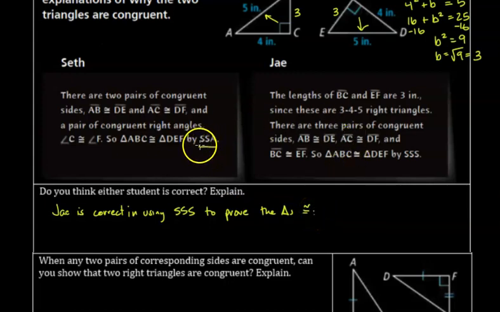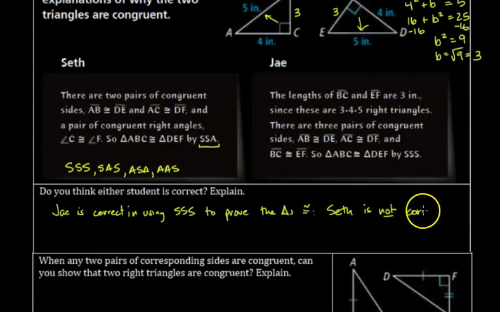So now the question is, what about Seth? Well, the problem is this SSA is not one of the ways that we learned to prove triangles congruent. What we learned was we started off learning SSS, which Jay used, and then we also learned SAS. Then we learned ASA, and we said, well, if ASA works, then so does AAS. We don't have an SSA congruence. So Seth is not correct because SSA is not a theorem.